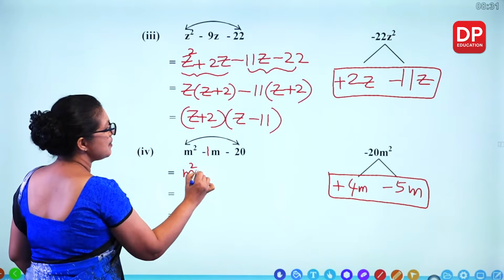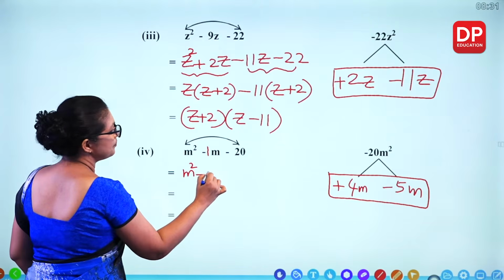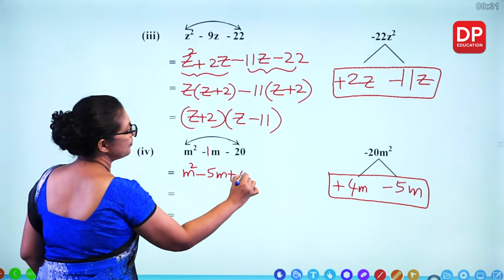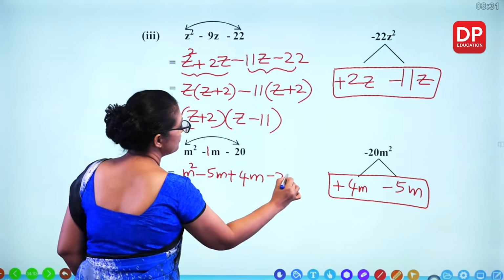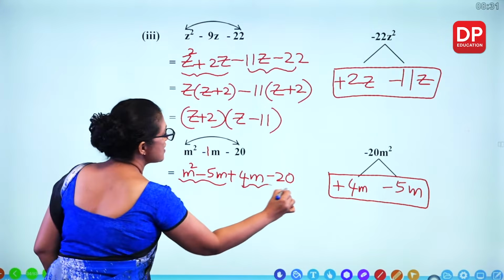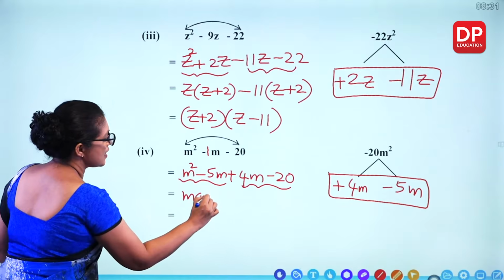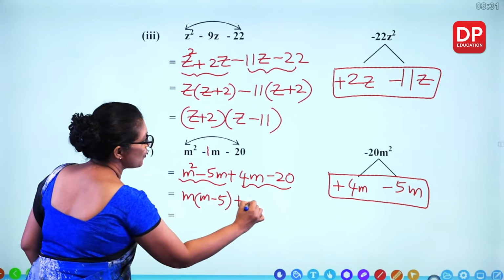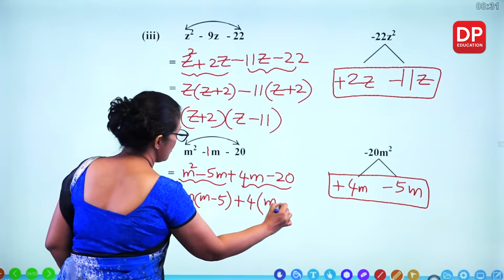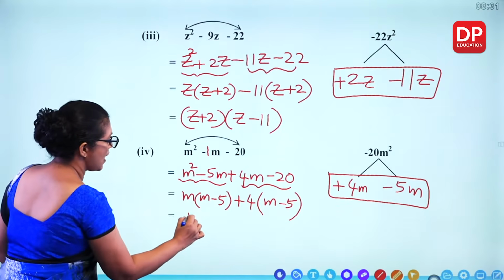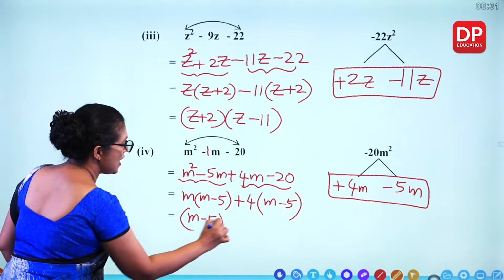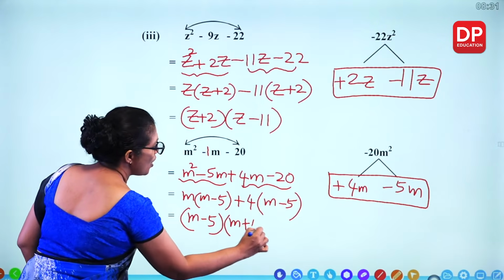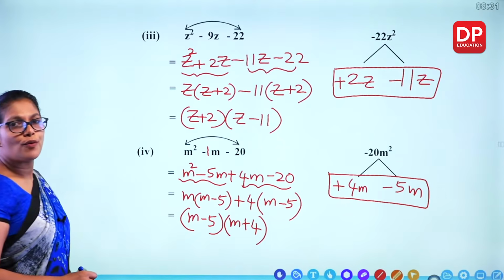Split the middle term. And take 2 at a time and factorize. So I'll take 4 out, and m plus 4 common, you get m minus 5. So m minus 5 into m plus 4.